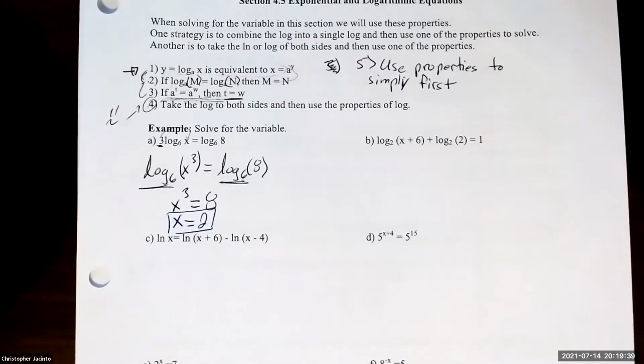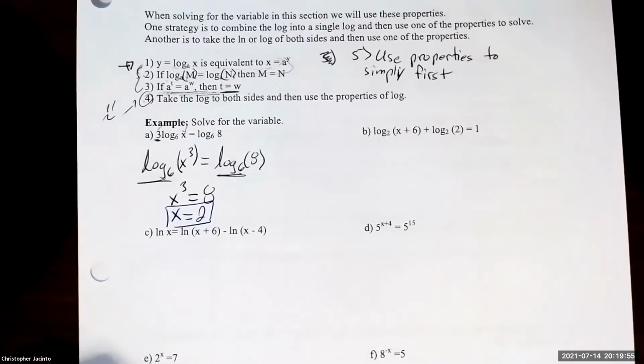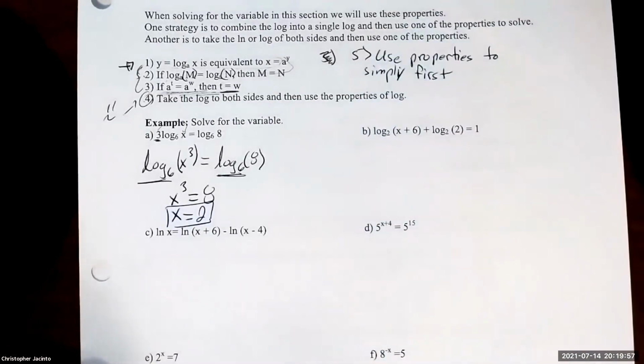Okay. Any questions on the first one at all? No, not too bad. Hopefully all your homework's like this. It won't be too bad. I only give you a few hard ones. Not too bad. Okay. So now let's look at B.